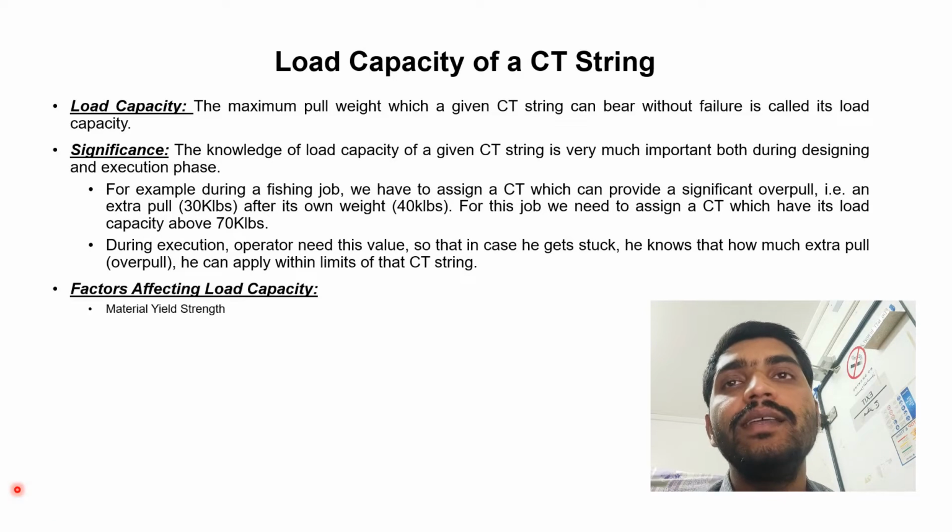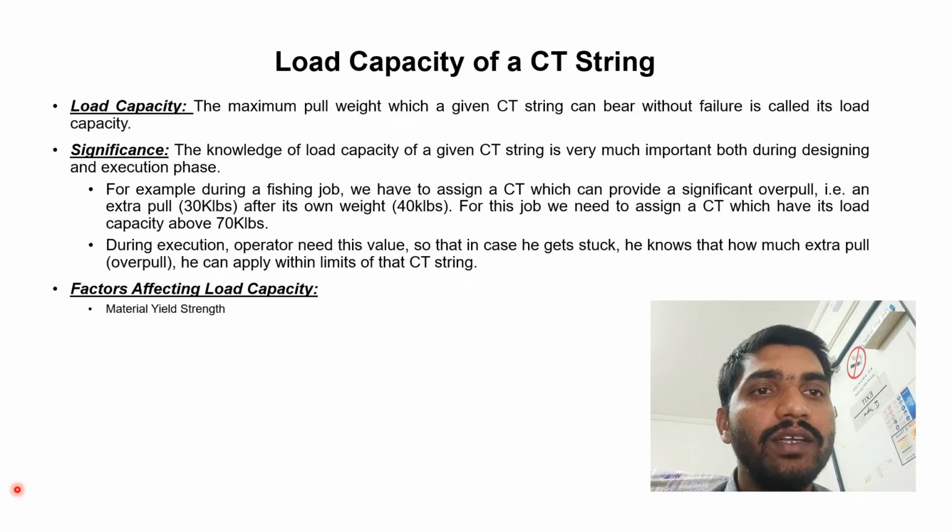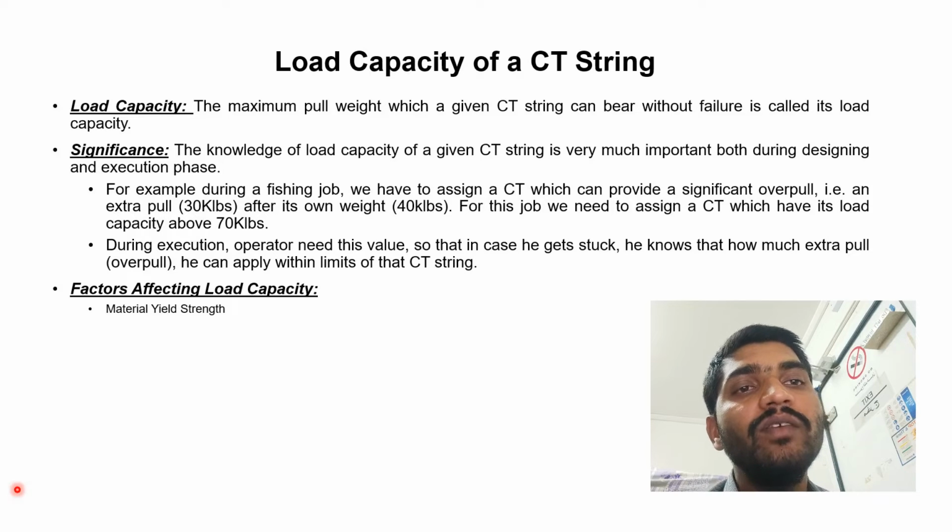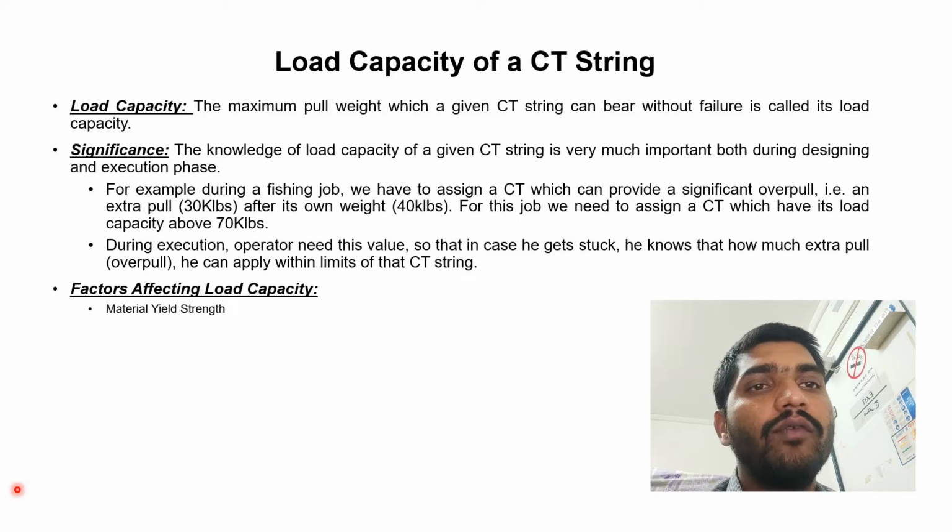The first factor is the material yield strength. The higher the material yield strength, the higher the load capacity. That is, if we have a coil tubing string with, let's say, 80,000 pounds and another coil tubing with 90,000 pounds, the coil tubing with the 90,000 pounds yield strength will have more load capacity. That is, it will have more pull weight that we can apply. And of course, you know that this yield strength is mentioned in the form of grade. When we say GT 90, this 90 is basically the yield strength, 90,000 pounds.